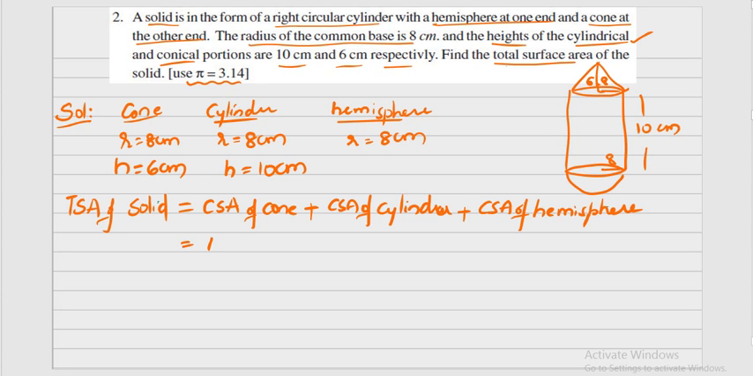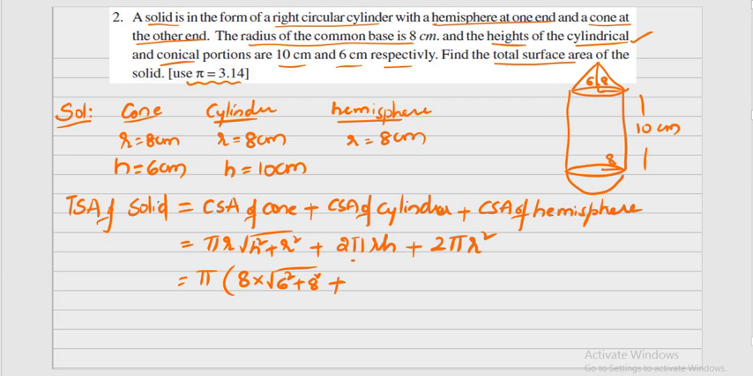Next, CSA of cone is nothing but pi r into root over h square plus r square, plus CSA of cylinder is nothing but 2 pi r h. What about CSA of hemisphere? 2 pi r square. So among all these, what can I take common? If I take pi as common, the value of r is 8 into square root of 6 square plus 8 square, plus here since pi is gone, 2 into radius is 8, height is 10, plus 2 into, pi is taken common, so r square means 8 square.